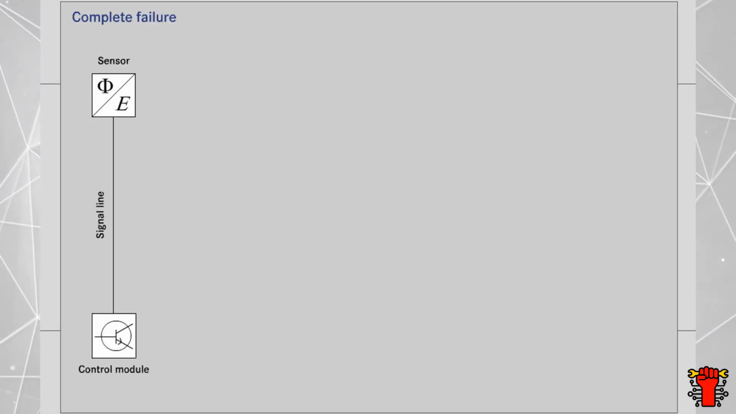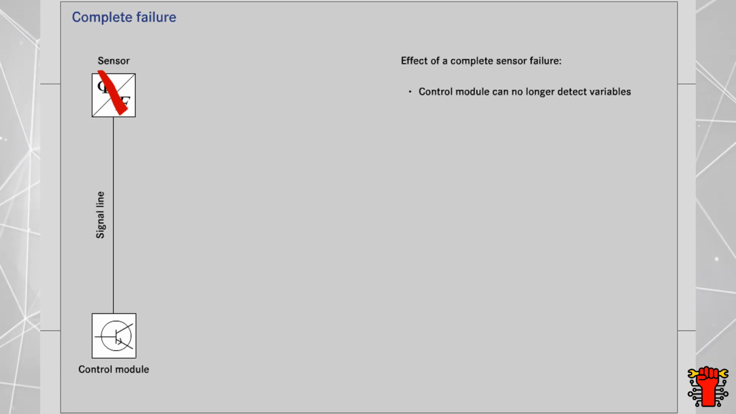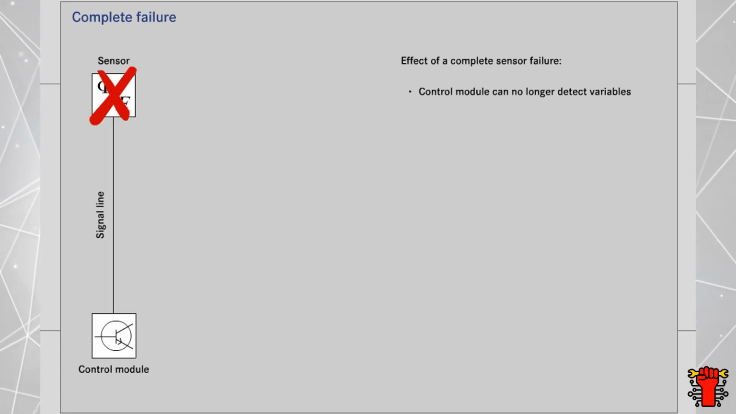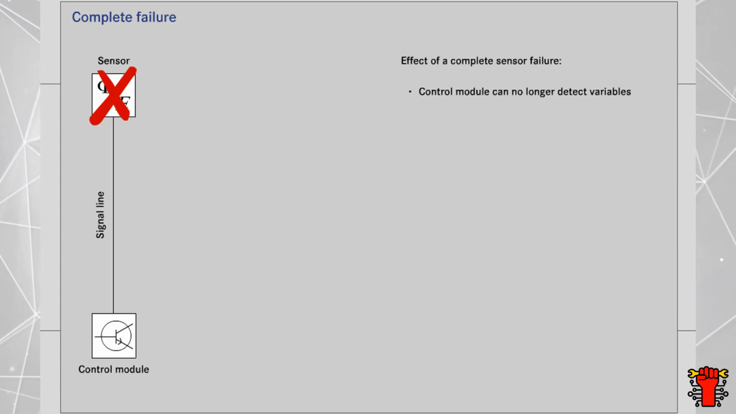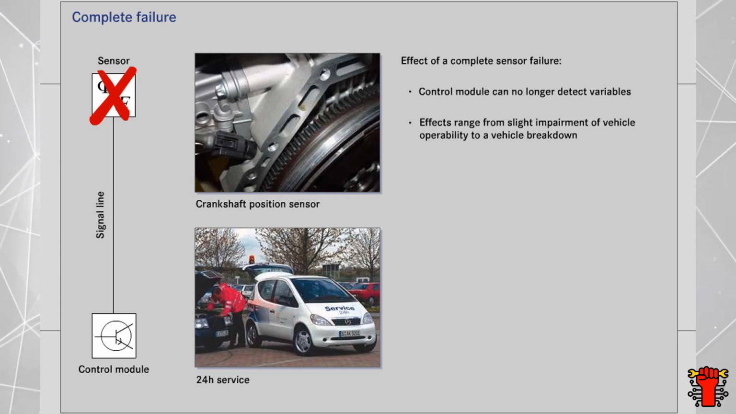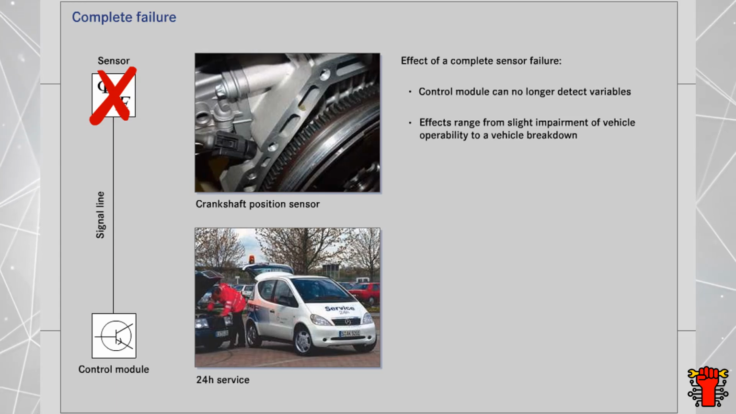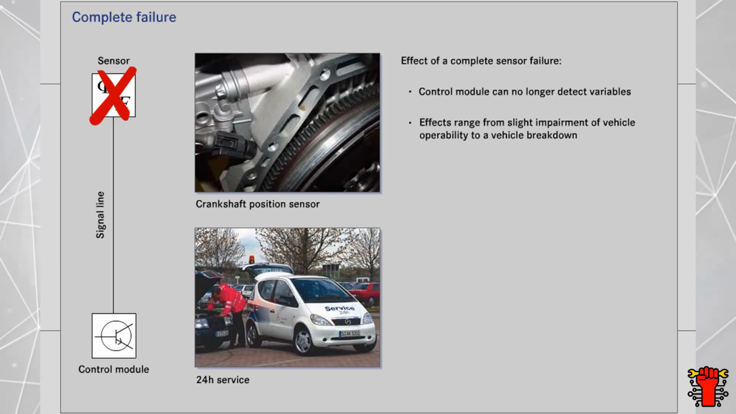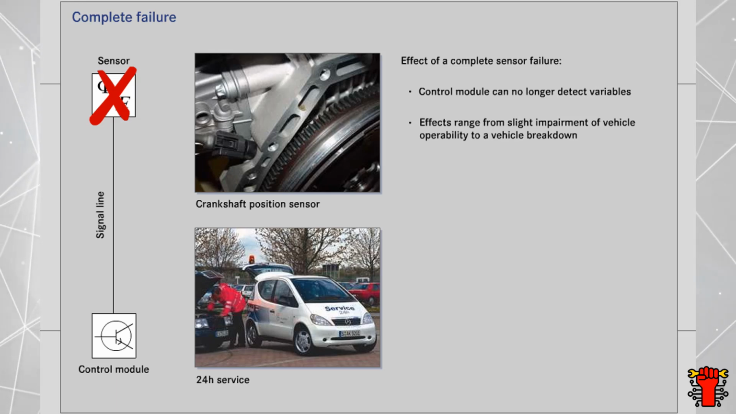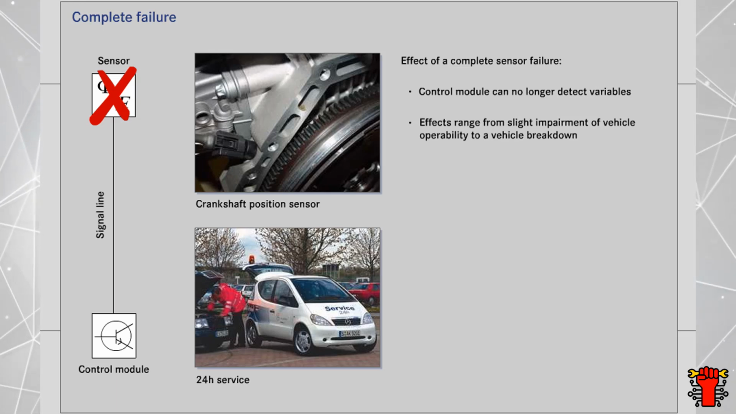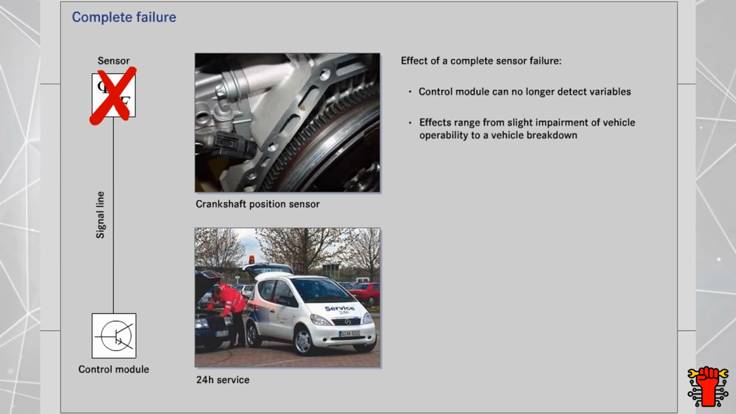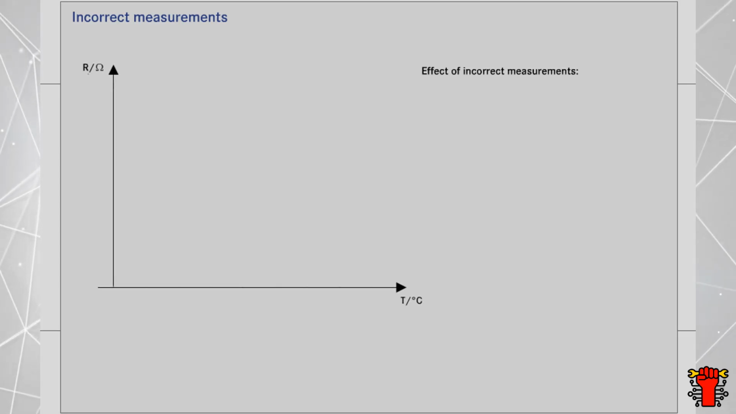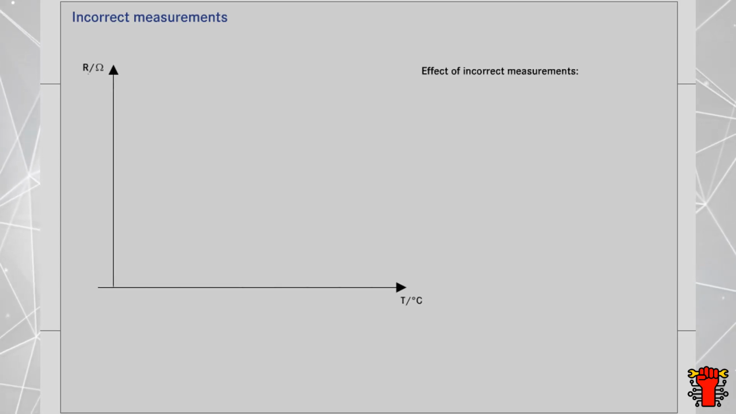Sensor faults can have various effects. If the sensor fails completely, the control module can no longer detect one or more physical variables. Depending on the sensor and its task, a sensor fault may only slightly impair vehicle operability or, as in the case study in Chapter 1, may result in the vehicle not starting up. Incorrect measurements also indicate there is a fault.